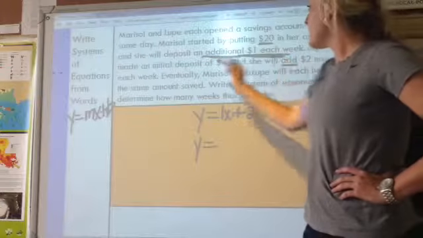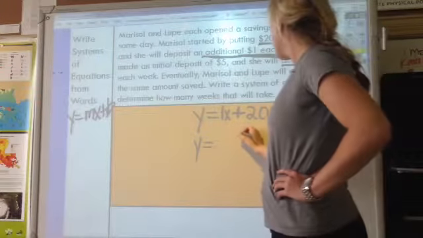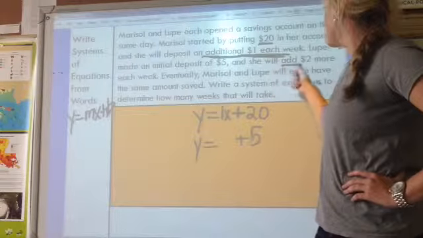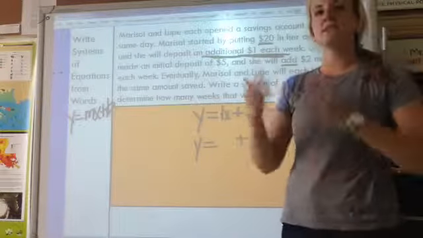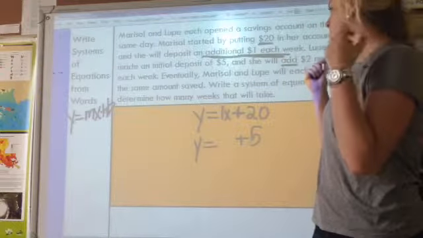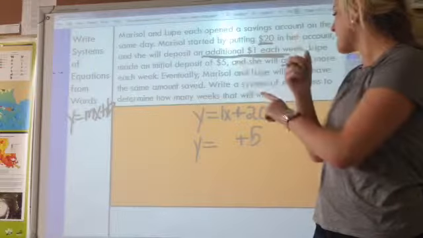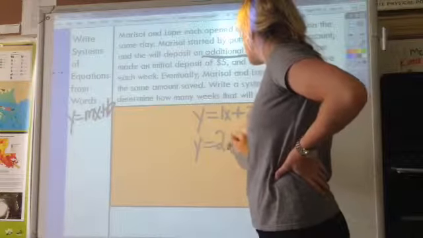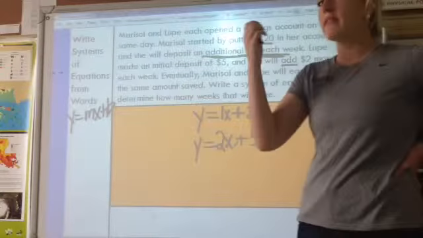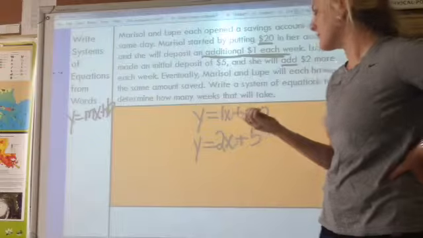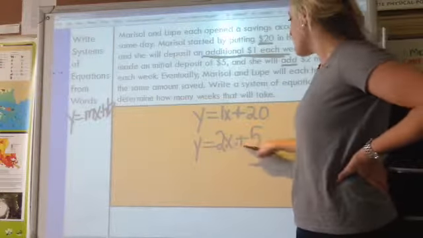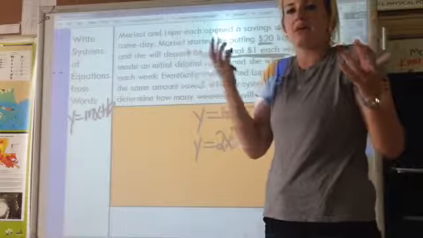If it says Lupe made an initial deposit of $5, that's also going to be my starting point for the y-intercept. If it says she will add $2 more each week, I still don't know how many weeks it's going to take in order to determine them having the same amount. So I'm going to go ahead and accompany 2 with an x. Now, we need to talk about what these numbers mean in the context of a problem. So I have my two equations, y equals 1x plus 20 and y equals 2x plus 5. But what does x and y represent?